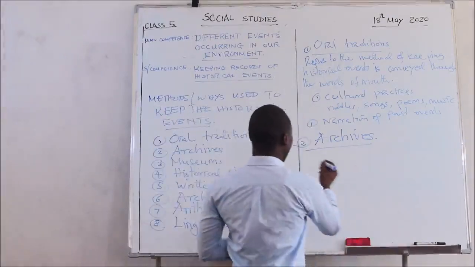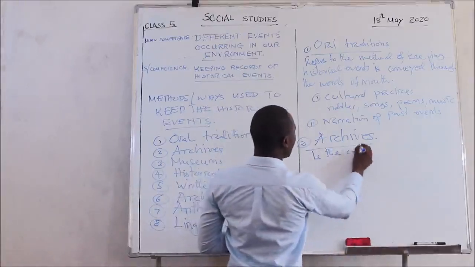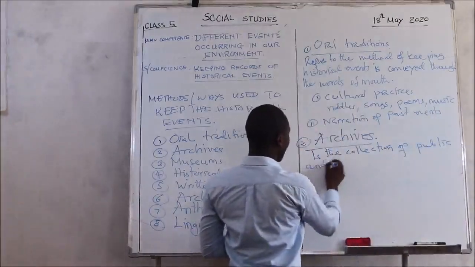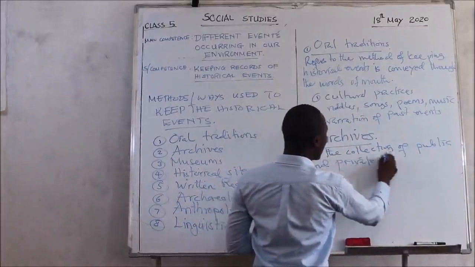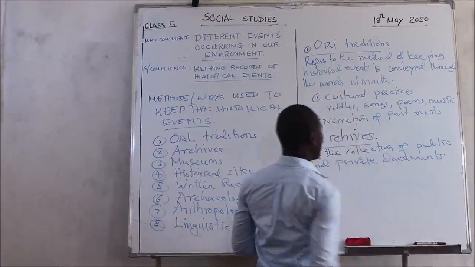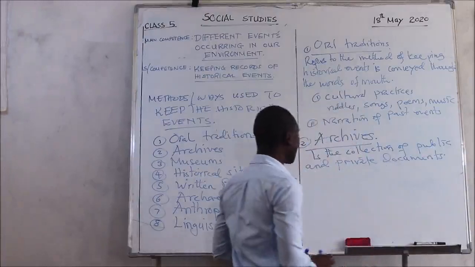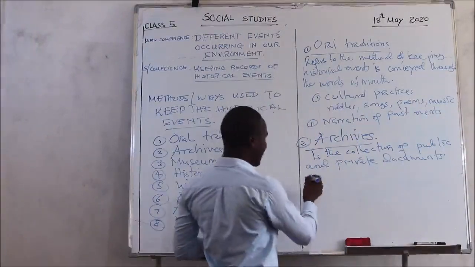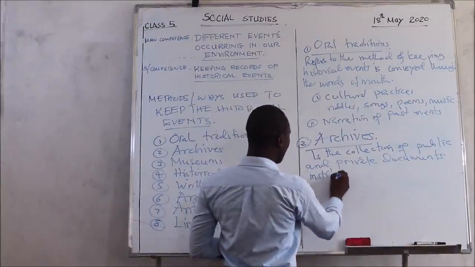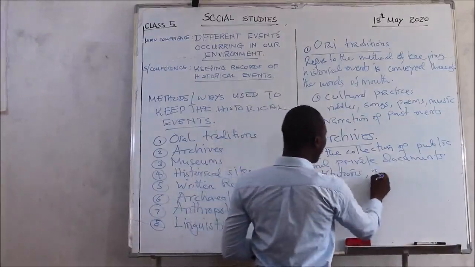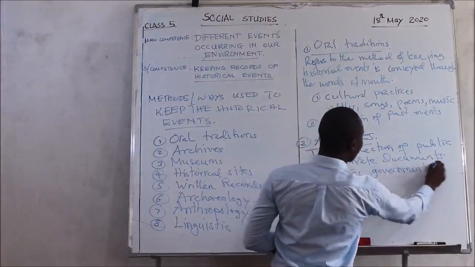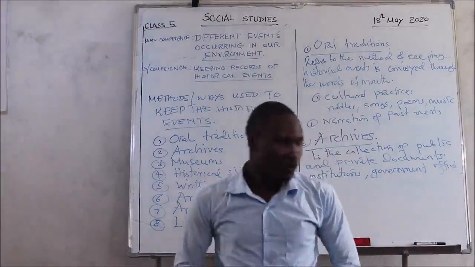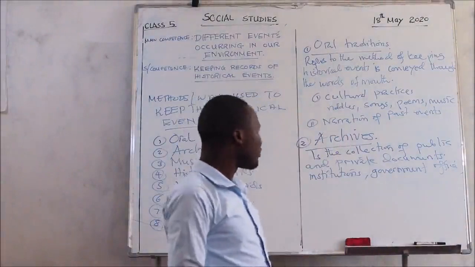So when we say archives, it is the collection of public and private documents. And these documents can be collected from various areas. They can be for institutions, documents from government offices, and other examples.